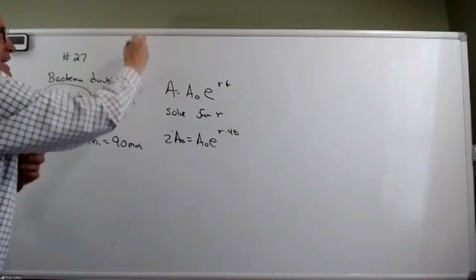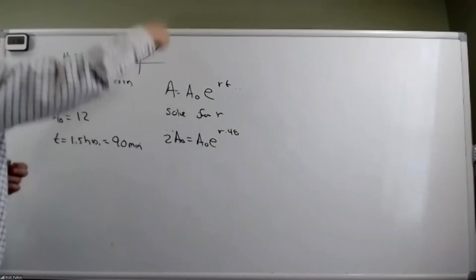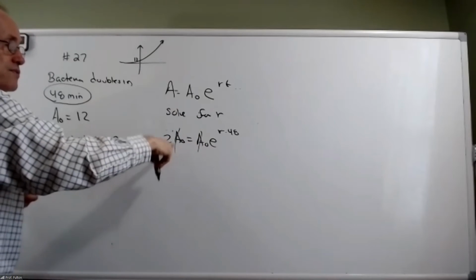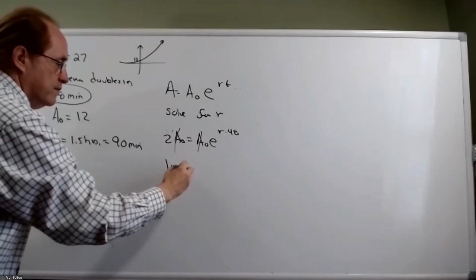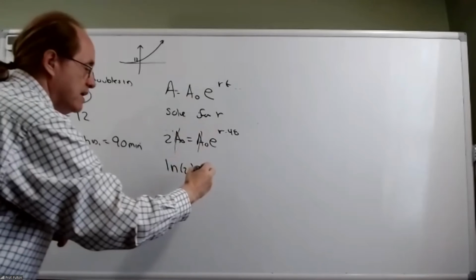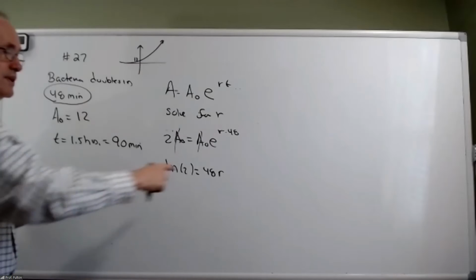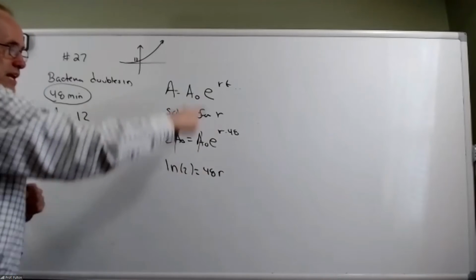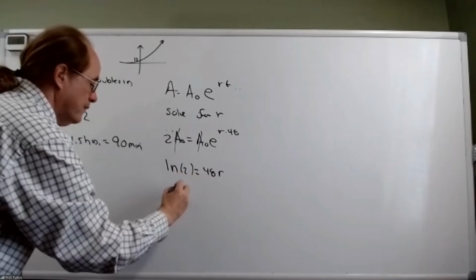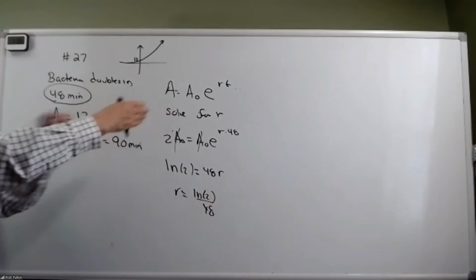I'm looking for an increasing exponential, starting over here at 12, and I want to see how it goes up. I can get rid of the A0s. I can take the natural log of both sides. So I get the natural log of 2 is equal to the natural log of e raised to the R times 48, which just gives me 48 times R. So in this case, R is the natural log of 2 over 48. It's the same result that I had over there. Same thing I was going to have a moment ago.